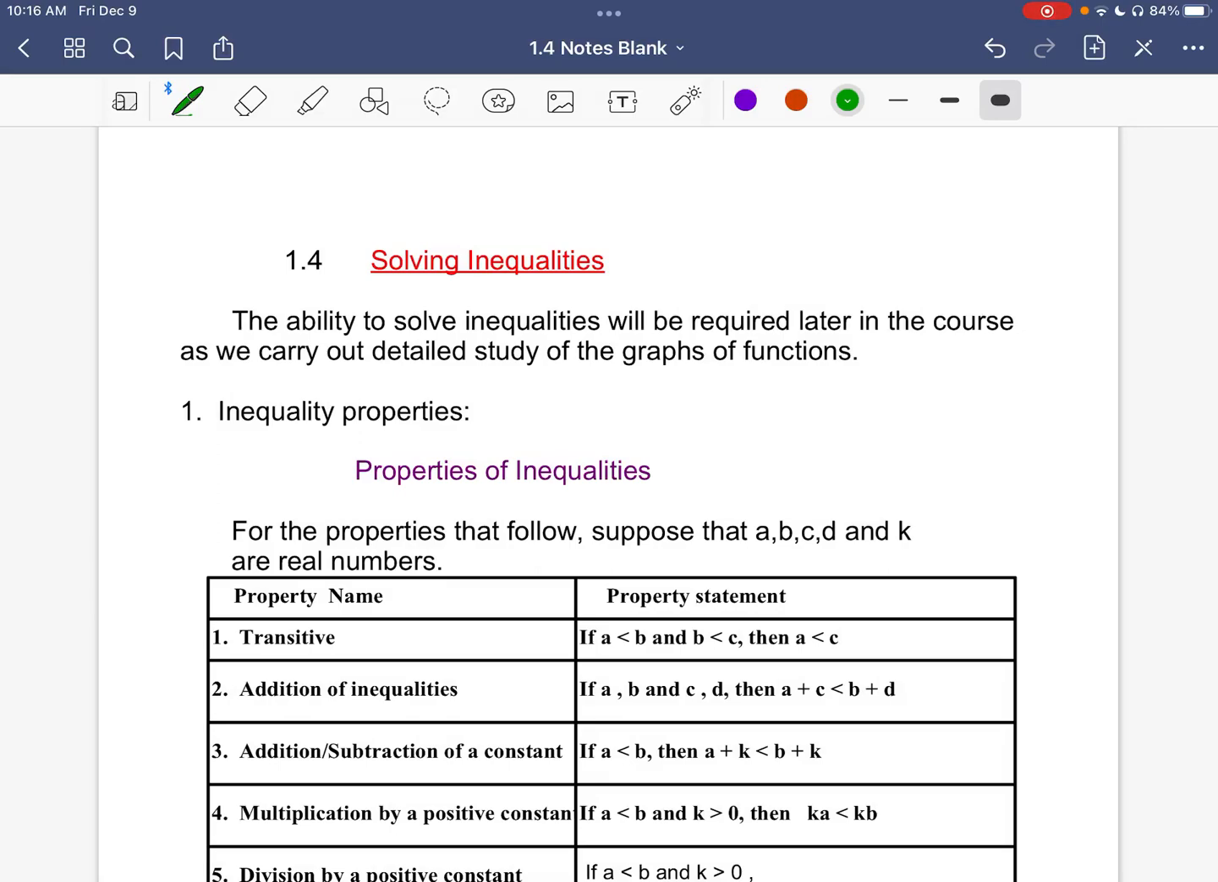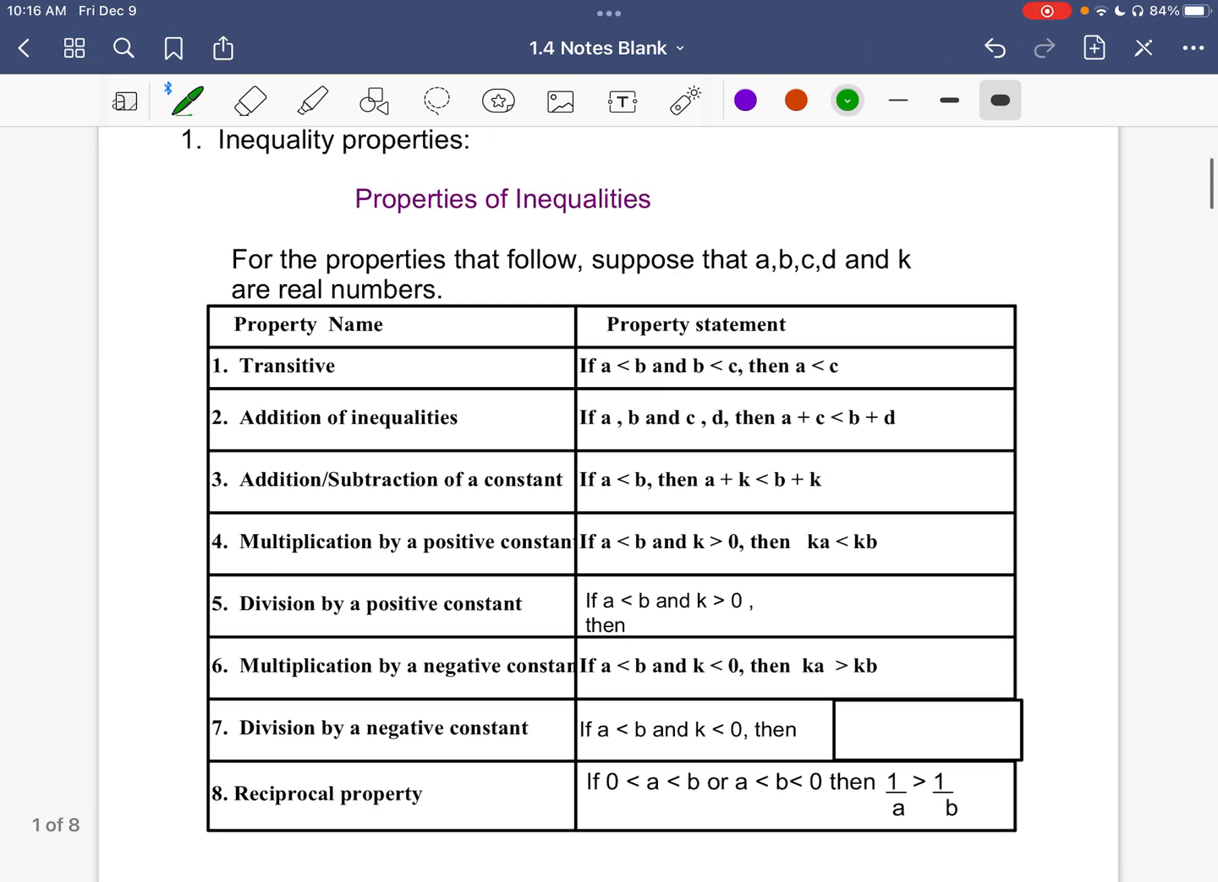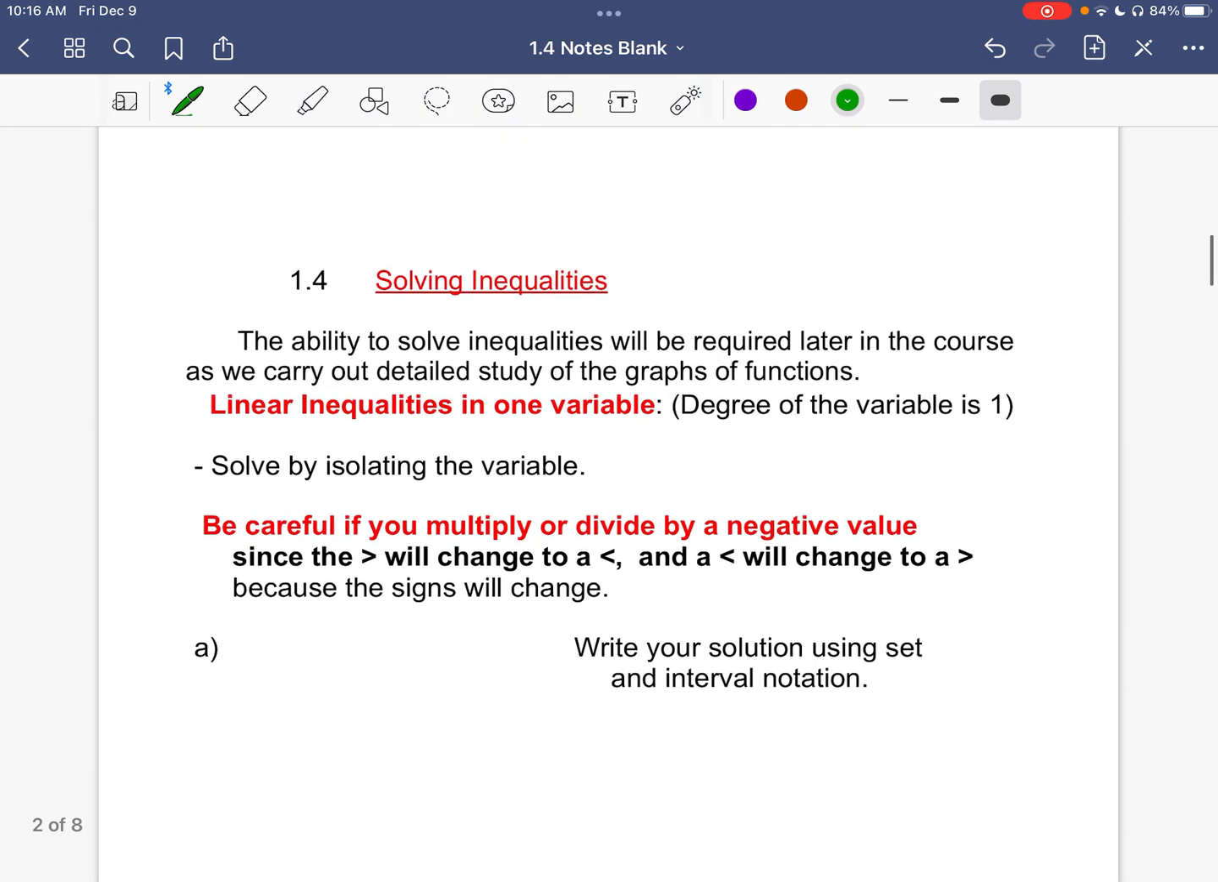Today we're looking at 1.4, solving inequalities. The ability to solve inequalities is going to be required later in our course, so we are going to practice those. Here is a list of 8 inequality properties that we're going to look through and use. You can pause, take a minute, and read them on your paper. I'm just not going to read them to you.